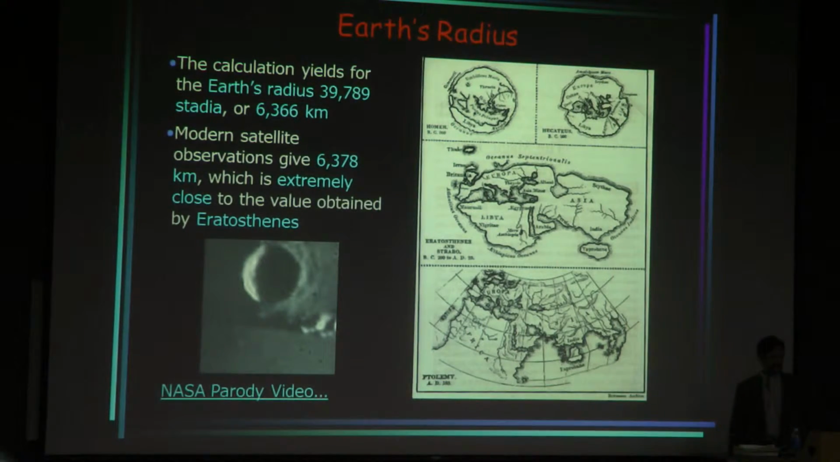Modern satellite operations give a number that's amazingly close. I mean, we're talking about actually less than 1% error. 1% of the actual number would be about 60 kilometers, and the difference between the two numbers is less than that. So it's less than 1% error. Really pretty amazing. And of course, we know, by the way, the Earth is nearly spherical with a little bit of equatorial bulge, but the average radius is that value.